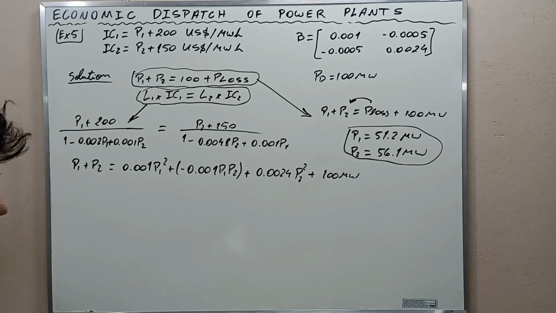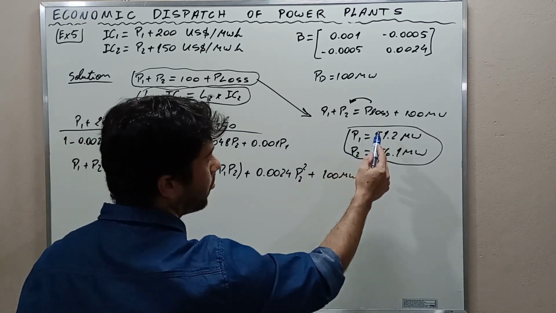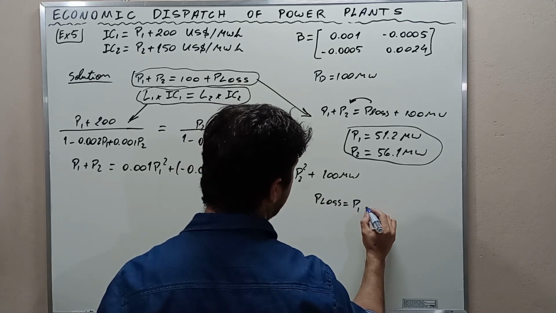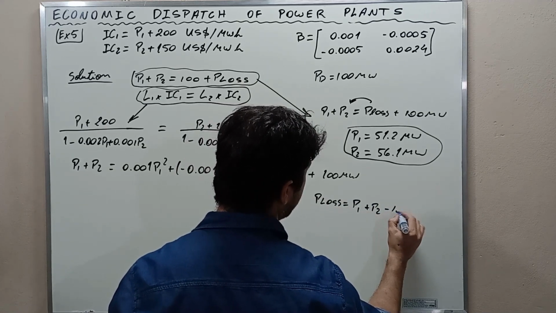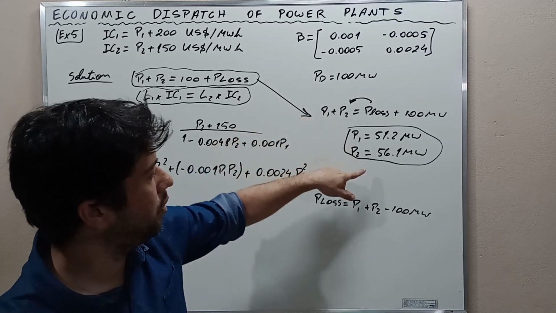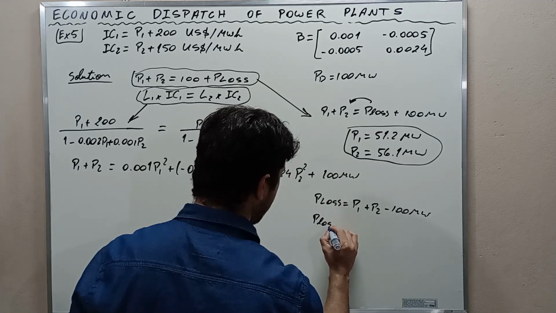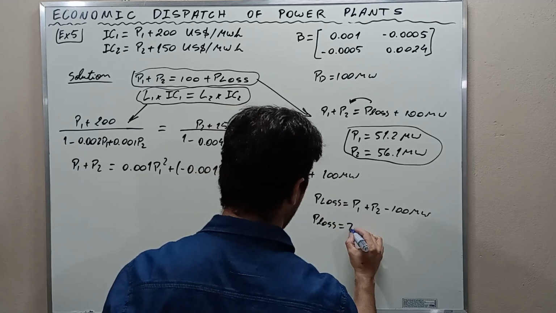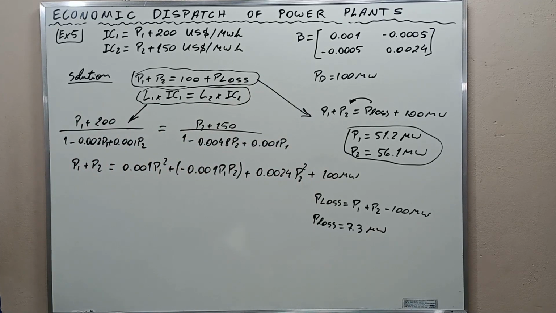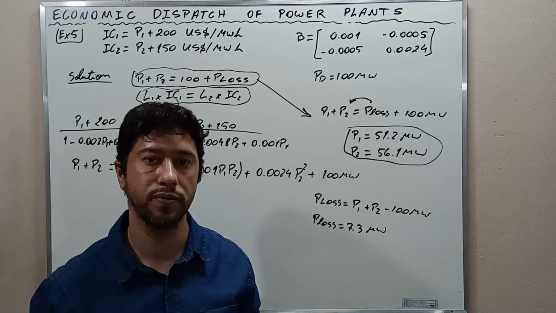And the level of losses can be measured using this expression here. Okay? P losses will be equal to P1 plus P2 minus 100 megawatts. You simply use this here and this here, and you find that your losses are being 7.3 megawatts. Okay, my friends? This is all for exercise 5. Let's go to exercise 6.